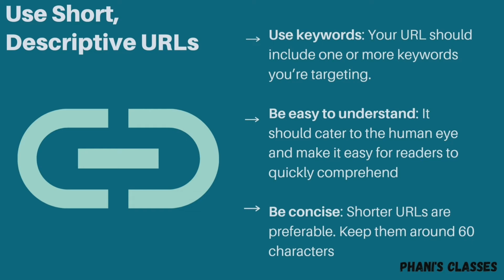An effective URL should use keywords. Your URL should include one or more keywords you are targeting. It should also be easy to understand. For readers, it should be very easy to skim your content.